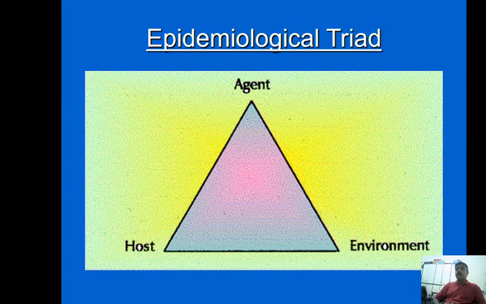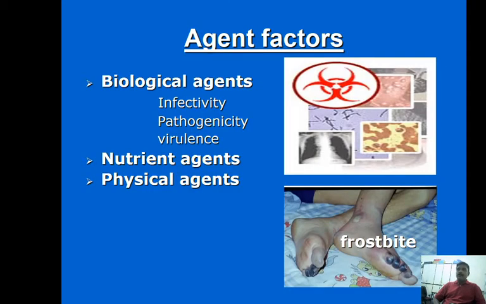Now coming to the epidemiological triad. What is the epidemiological triad? Triad means three. So whenever we talk about the epidemiological triad, we talk about three things: agent, host, and environment. This triangle is something that you should remember: agent, host, and environment. When these three are in a state of equilibrium, nothing happens. Whenever the state is disrupted, something happens. So when we talk about agent factors, we're talking about biological agents, nutrient agents, chemical agents, social agents, cultural agents. There are lots of agents.